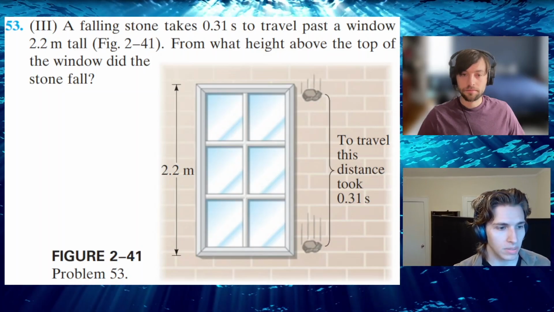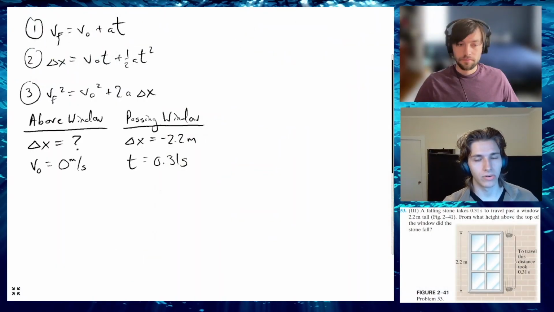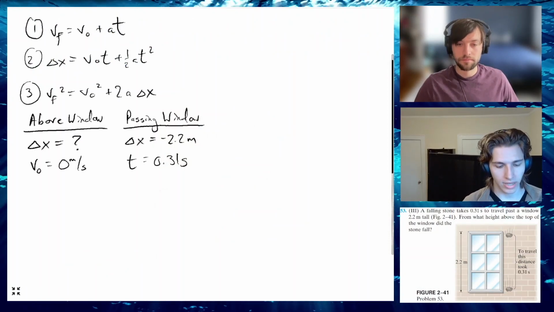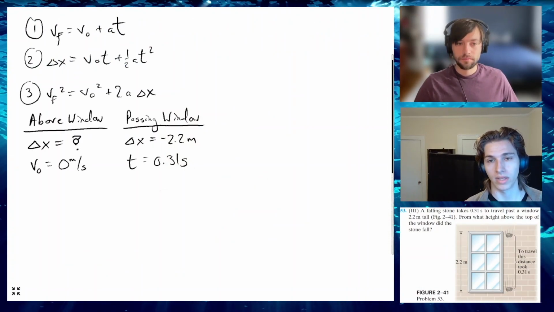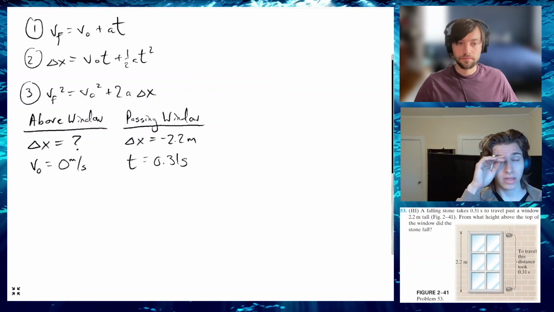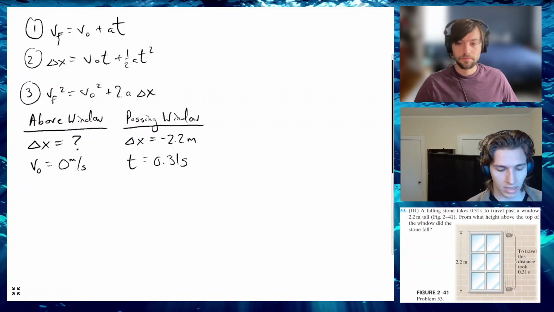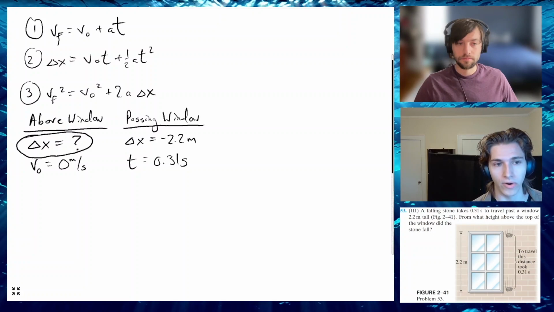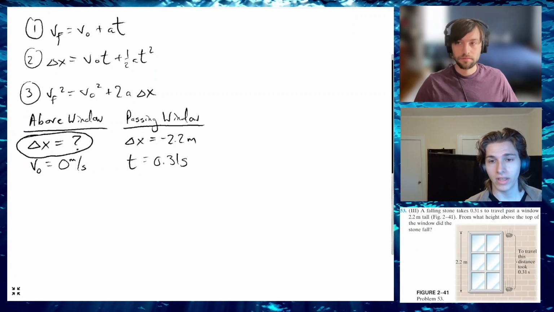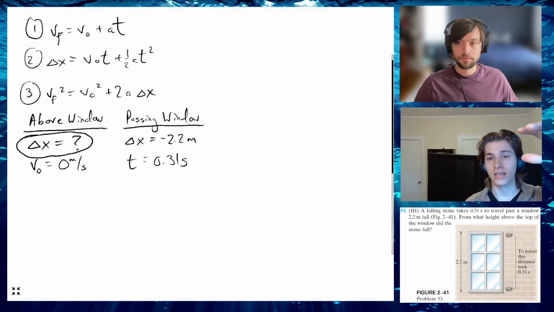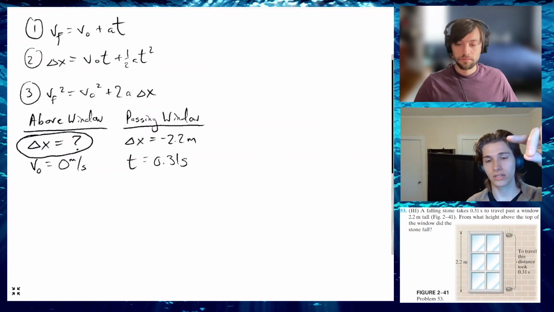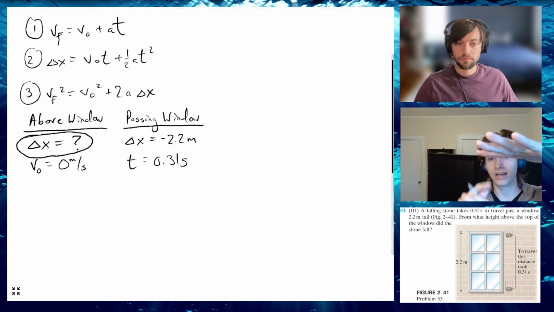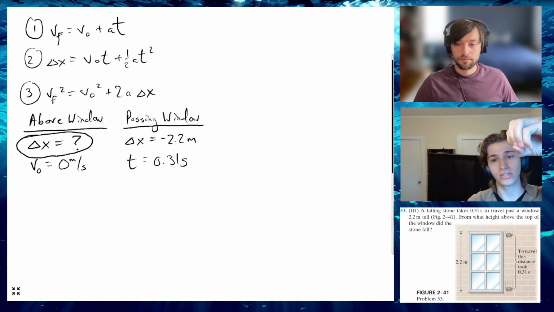And I'm actually splitting this into two categories. The first category is above the window, before it reaches the window. Keep in mind, we need to include this because we're trying to solve for the distance it falls before reaching the window. Whenever they first let go of it, the initial velocity is going to be equal to 0 because the vertical velocity just started to fall.